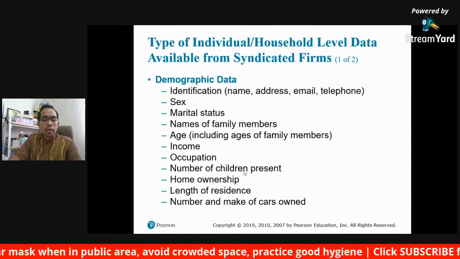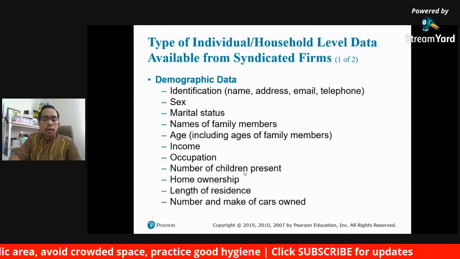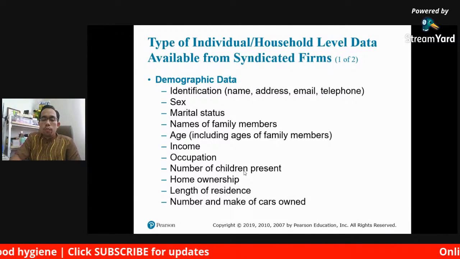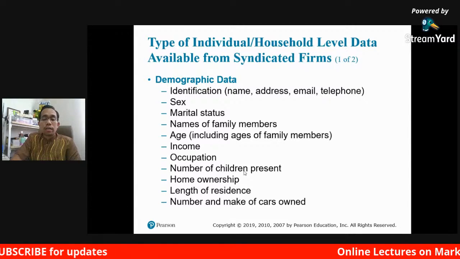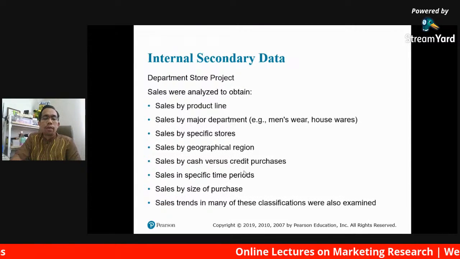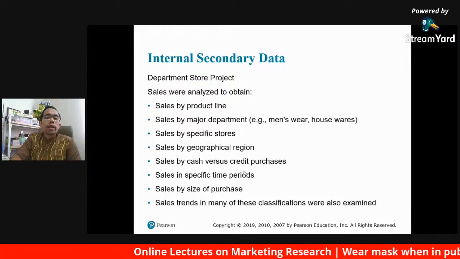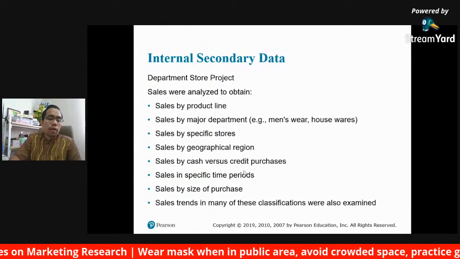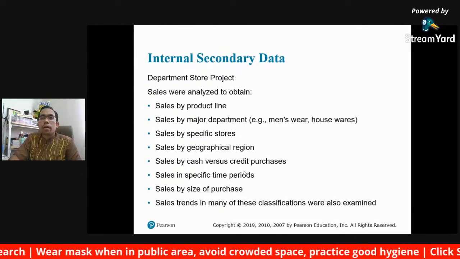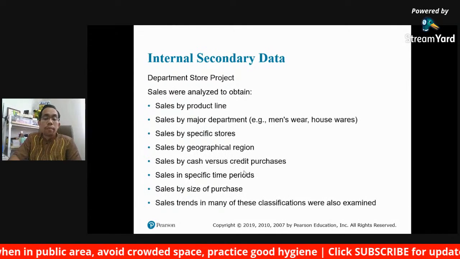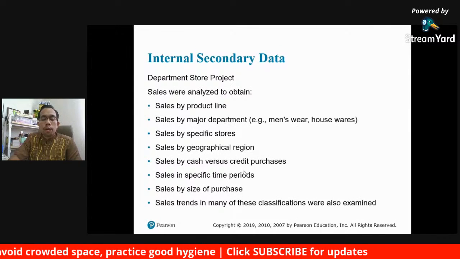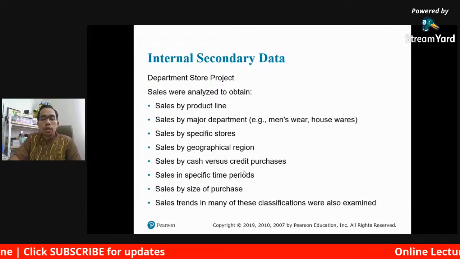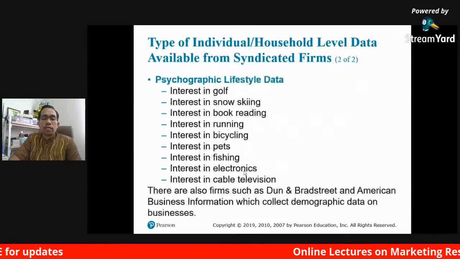That's why some companies require us to register, giving them information that in future they can use as a reference for them to offer or to produce a product to their customer. Okay, to their customer.